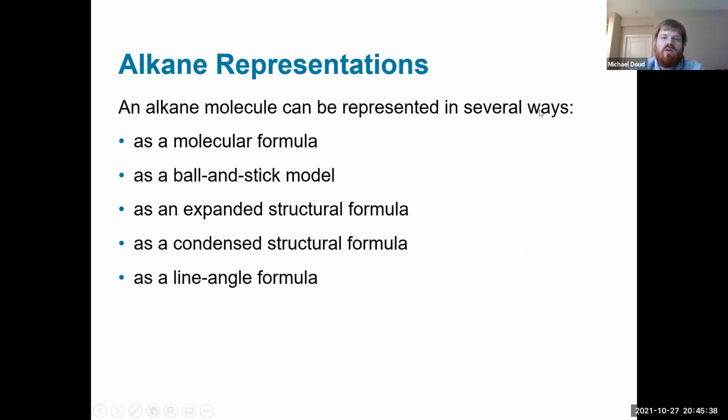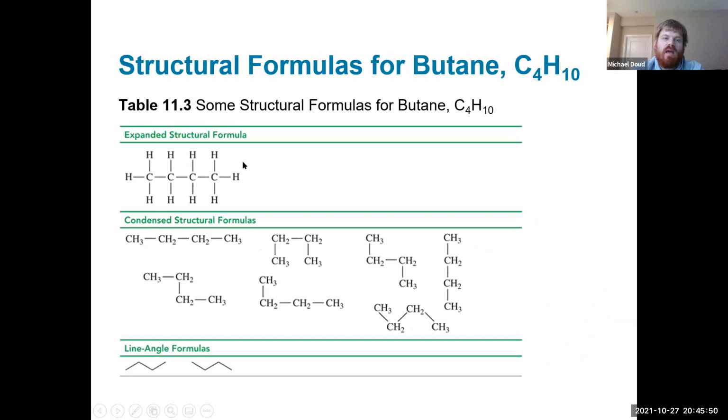Okay, so we mentioned already how these alkanes can be represented. There's the molecular formula, ball and stick model, expanded structural formula, condensed structural formula, and now finally the line angle formula. And this is an example of butane. So butane's expanded structural formula shows that we have 4 carbons in a row, right? C4H10. So that's its molecular formula.